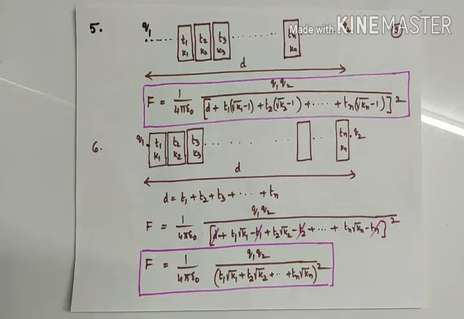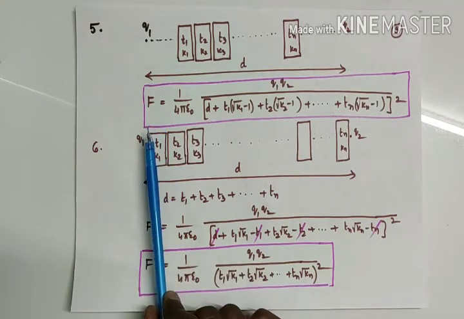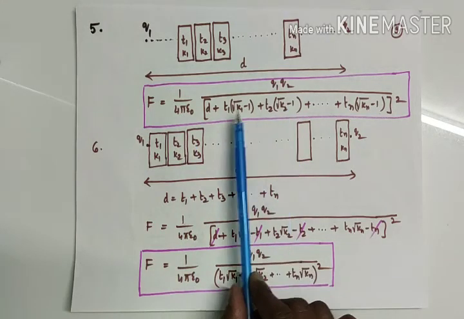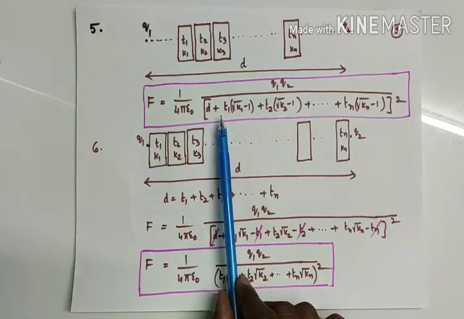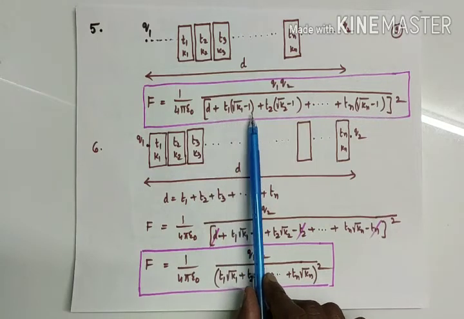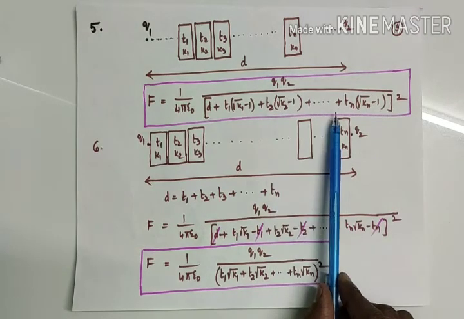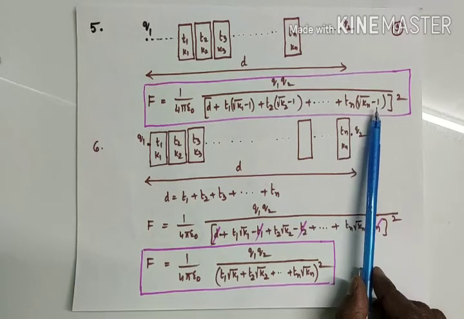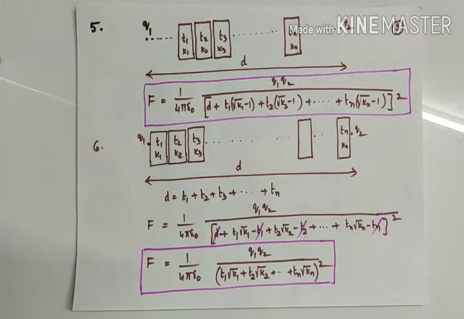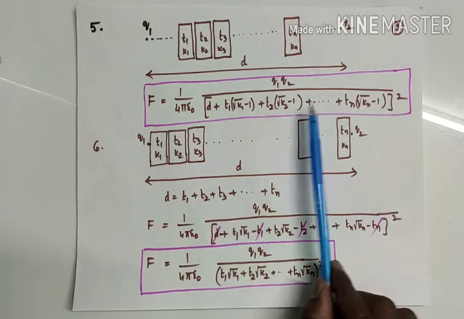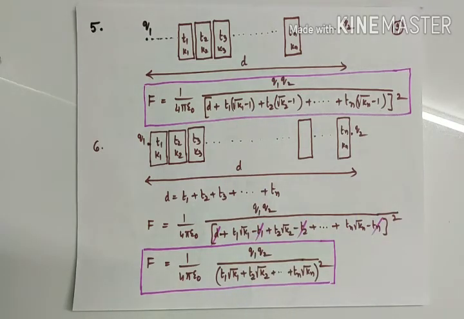Then from the previous equation we can get the force between the charges: F is equal to 1 by 4 pi epsilon naught Q1 Q2 whole divided by [d plus T1 into root K1 minus 1 plus T2 into root K2 minus 1 and so on, plus Tn into root Kn minus 1] whole square. If only one slab is there, we will take only one term. If two slabs are there, we will take two terms. If n slabs are there, we will take n terms. Right?